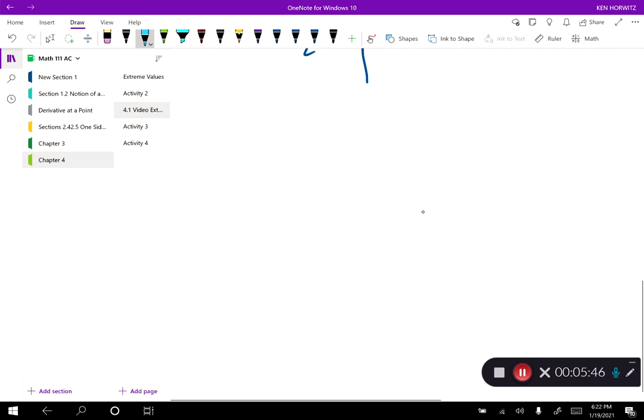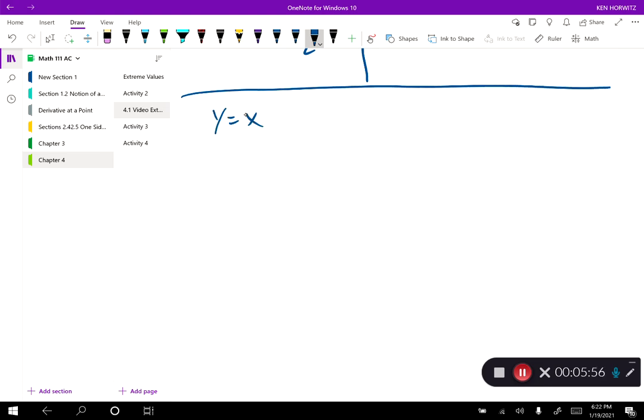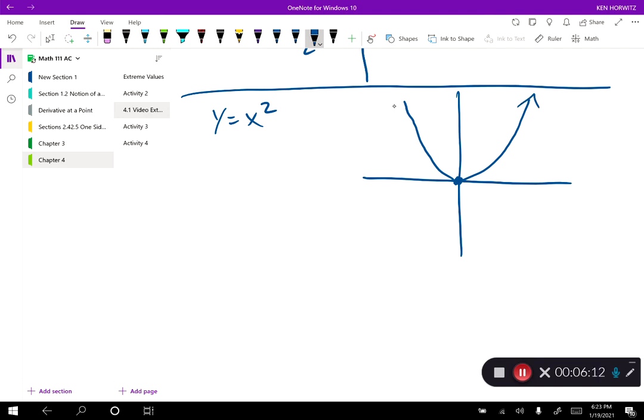Let's take a look at another example. All right, so let's say I don't want to restrict the domain. I just want to know the absolute max, absolute min for y equals x squared. I'm going to draw a quick graph. And remember, it's just a sketch. It's not a drawing a graph exercise, but the graph helps you get a feel for the shape. Now both of these go up to infinity.